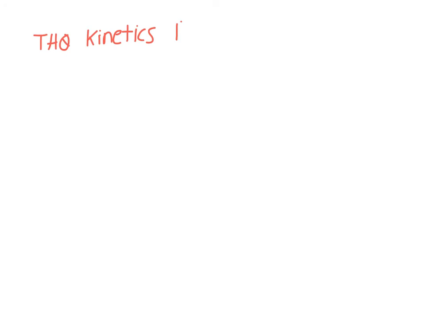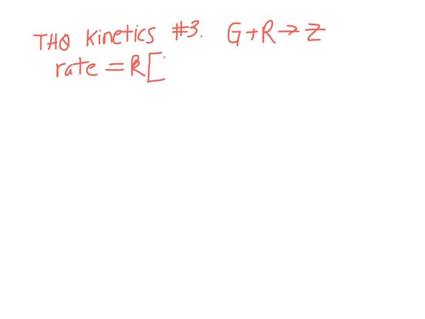And it is number 3. We have a reaction, G plus R goes to Z. And they tell us the rate law, rate equals k, they tell us that the reaction is second order for G, so that's going to look like that, and first order for R, so that'll have a 1 here.